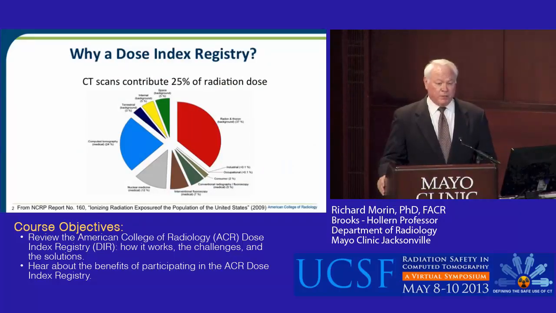The dose index registry was born, you might say, out of some observations that came during an NCRP study, in which they showed that there's been a tremendous rise in the use of CT and in nuclear cardiology. And that spurred a lot of interest among various places within both the radiology community and outside the radiology community.